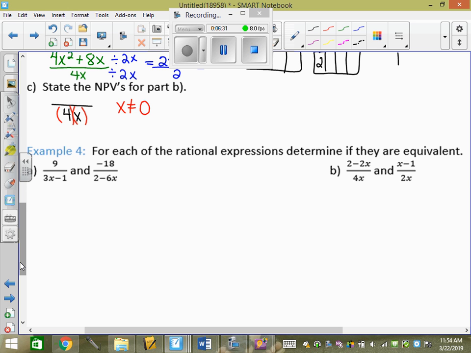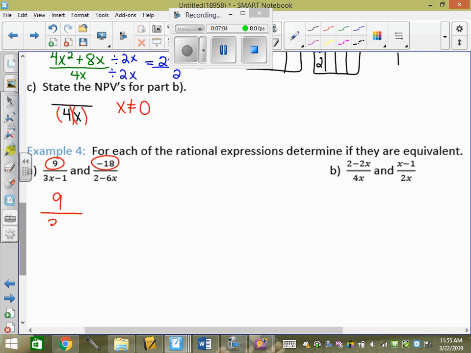Example 4. For each of the following rational expressions, determine if they are equivalent. This is another way they can force you to do it. So we have 9 over 3x minus 1 and negative 18 over 2 minus 6x. I'm going to compare the monomials because they're easier to figure out. I can either say, how do I get from negative 18 to 9? I divide by negative 2. Or I could say, how do I get from 9 to negative 18? Multiply by 2. Either one would work. Most people will pick multiplication, so that's what I'm going to do.